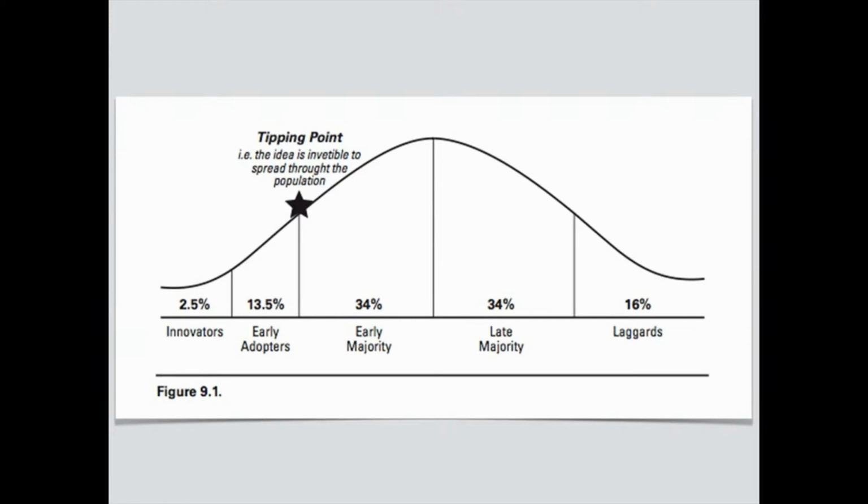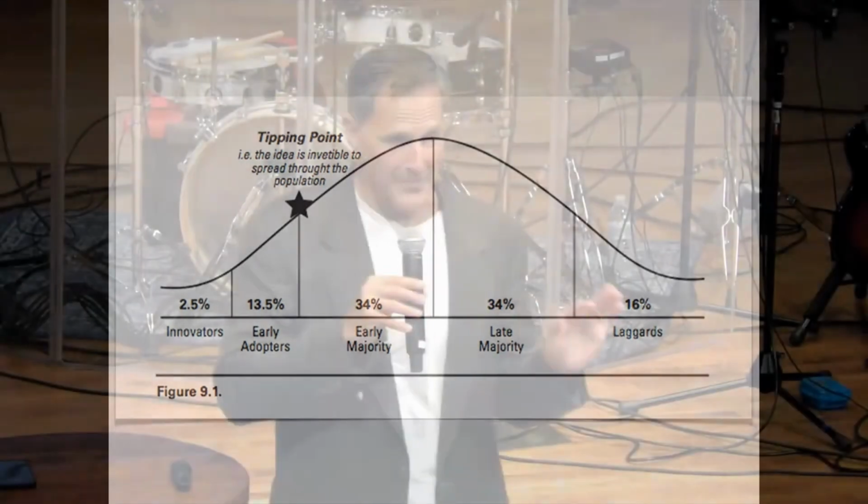So here's what this is about. It says that regardless of the size of the organization, the people in that organization can be divided up into these different groups. 2.5% are called innovators, 13.5% are called early adopters, 34% are early majority, 34% are late majority, and then 16% are called laggards. Now, I would recommend don't call them laggards. Just come up with a different word.